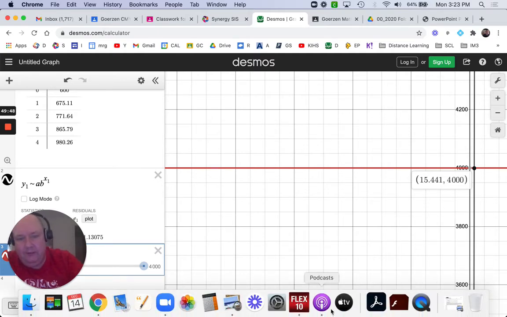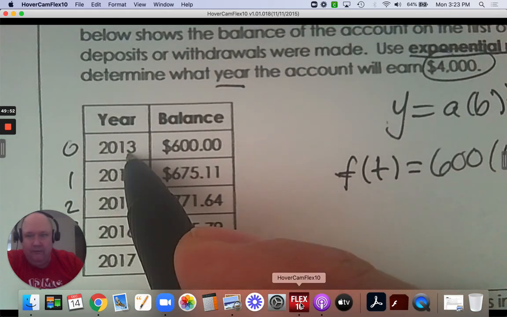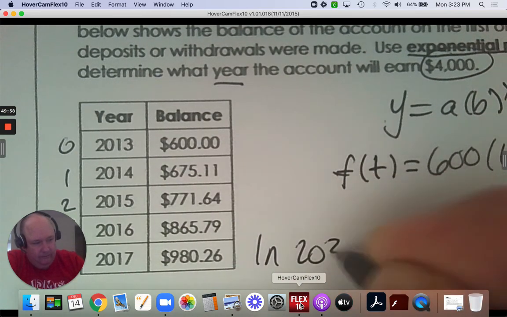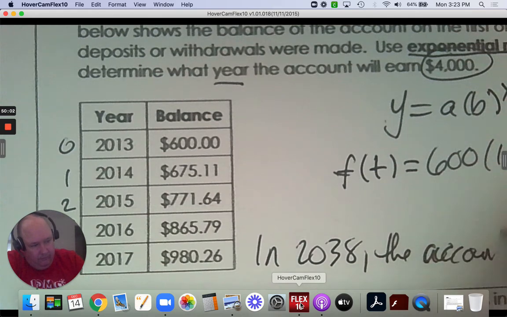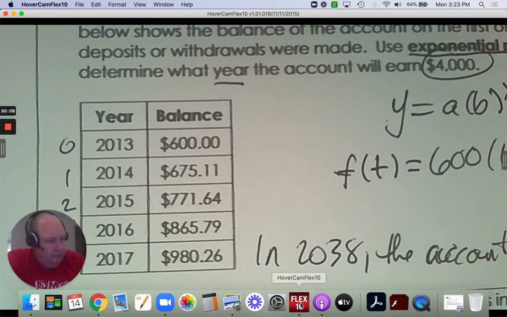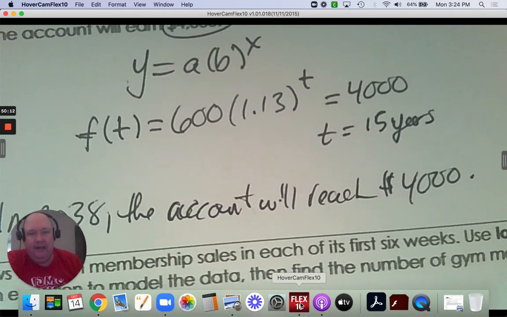So come back here. 15 years from here, 13 plus 15 is 2038. So in 2038, the account will reach $4,000.